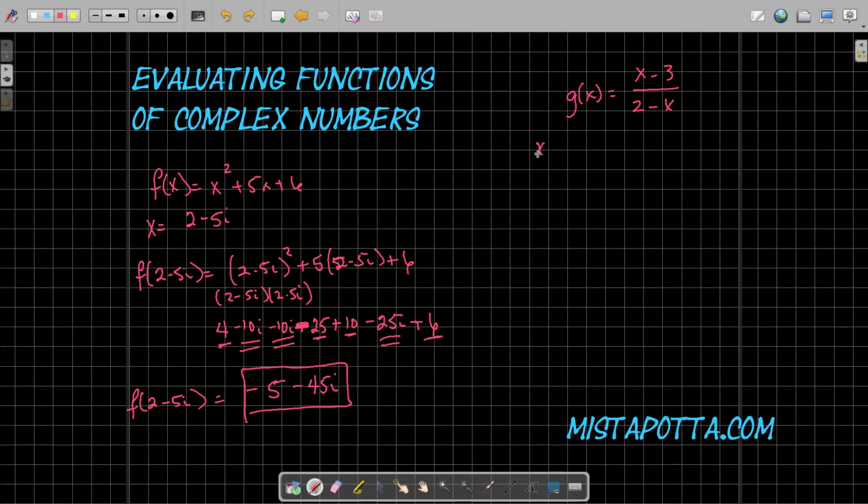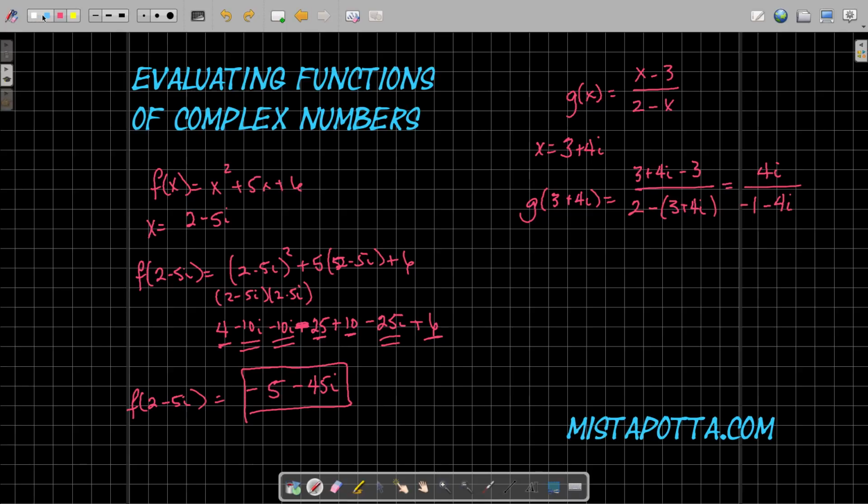So I want to finish with this last example. So if I told you that x was equal to 3 plus 4i, and I want to know what g of x is, I'm saying, what is g of 3 plus 4i? Well, this is going to be 3 plus 4i minus 3 over 2 minus 3 plus 4i. So my numerator is just 4i. My denominator is 2 minus 3, which is negative 1, minus 4i.